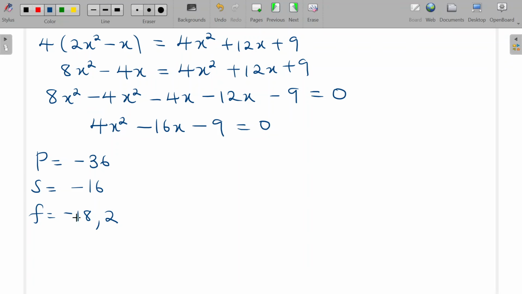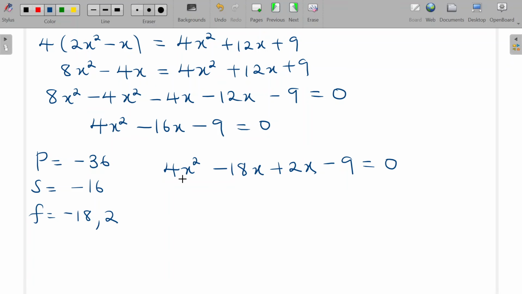So these are the two numbers. When I add them, I get negative 16, and when I multiply them, I get negative 36. Therefore, I'll write it the way it is: 4x squared. Where the sum was, I replace it with the factors, so minus 18x, then the remaining one is positive, so plus 2x, then minus 9 equals 0.